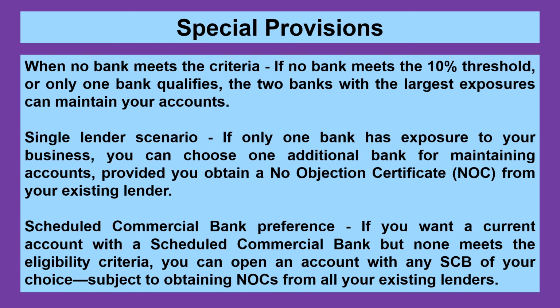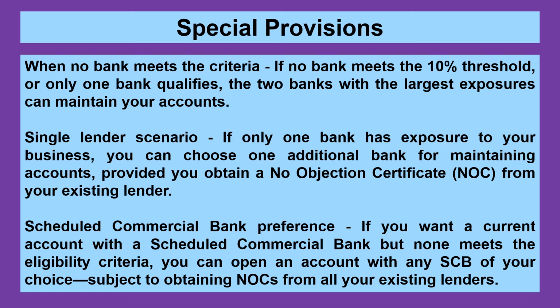Special provisions. When no bank meets the criteria, if no bank meets the 10% threshold, or only one bank qualifies, the two banks with the largest exposures can maintain your accounts. Single lender scenario: if one bank has exposure to your business, you can choose one additional bank for maintaining accounts, provided you obtain a no objection certificate from your existing lender.